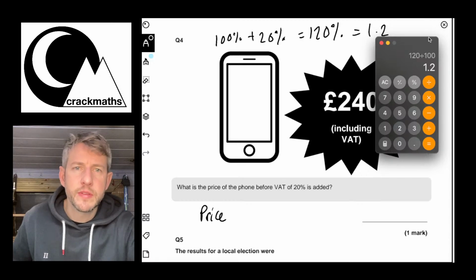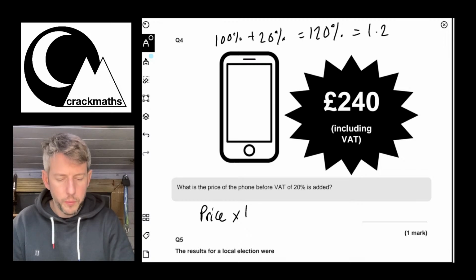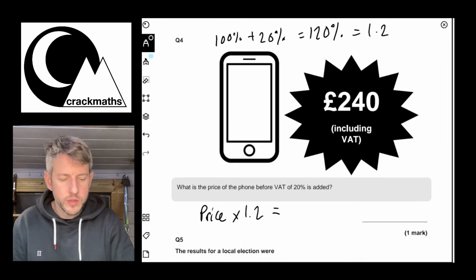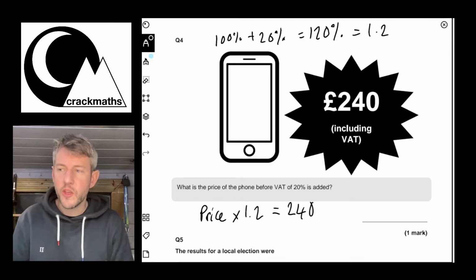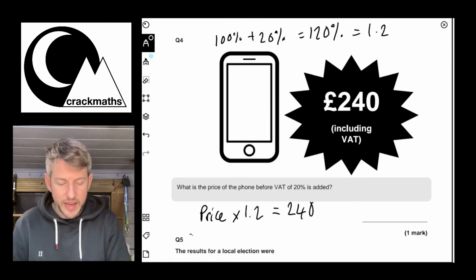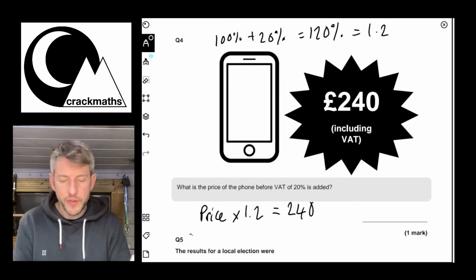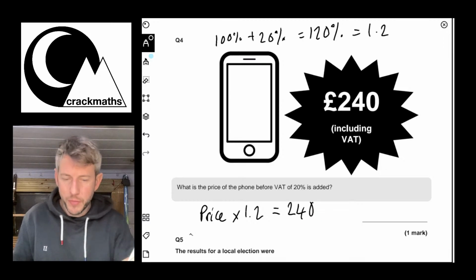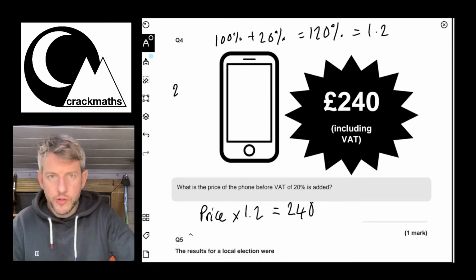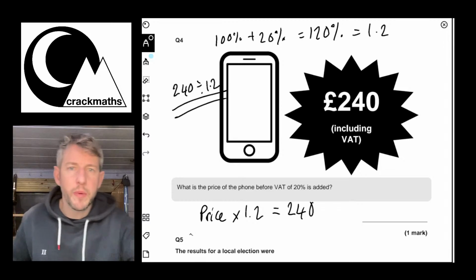So now we know that the price multiplied by 1.2 equaled 240. So the price increased by VAT was 240. So now we just have to rearrange this calculation. Remember, if two numbers multiply together to give a third, we can find out the other one by doing the third number, which we call the product, divided by the other two. So I'm going to do 240 divided by 1.2, and that is going to give me my answer.